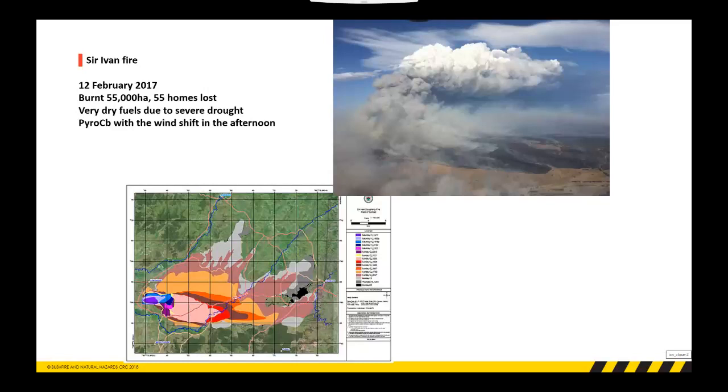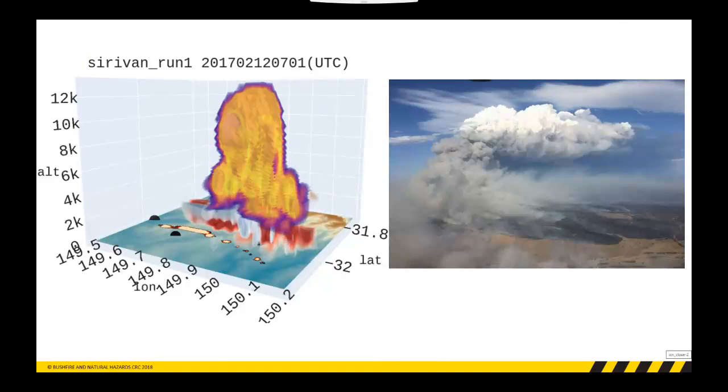So the first time it was seen was 2003 in the Canberra fires, and by 2017 we had some skill in prediction, and in the last fire season, which I'll talk about a bit more in a minute, we obviously had a lot of practice in pyro-CB forecasting. So Access Fire, the coupled model, you can see on this slide, actually produced a pyro-CB over the Sir Ivan fire on the wind change, which was when it occurred.